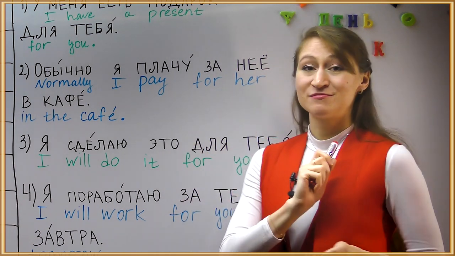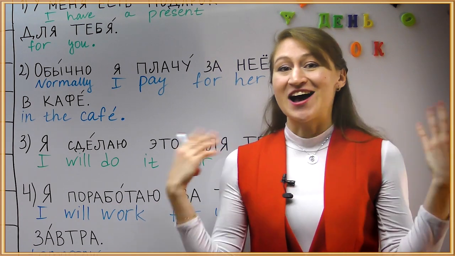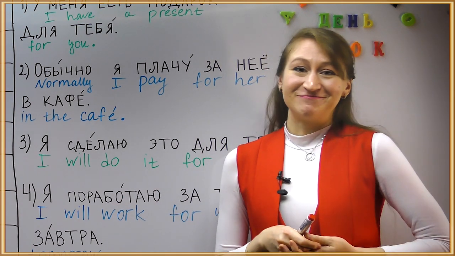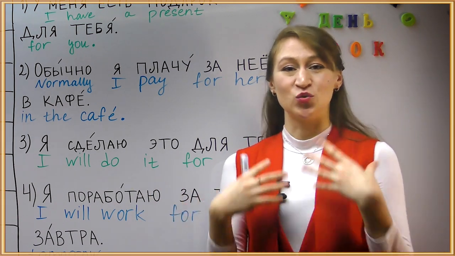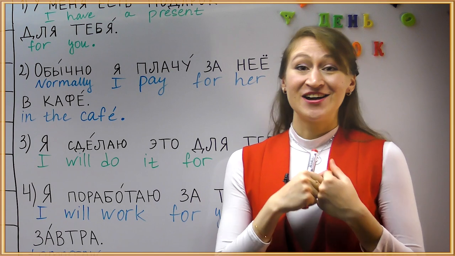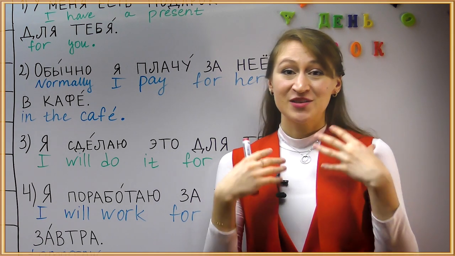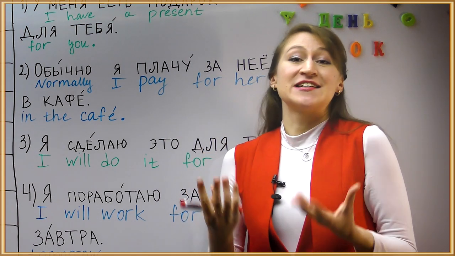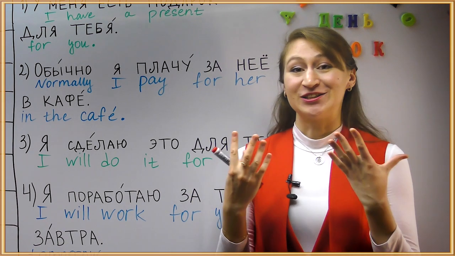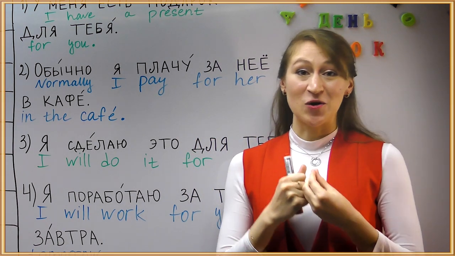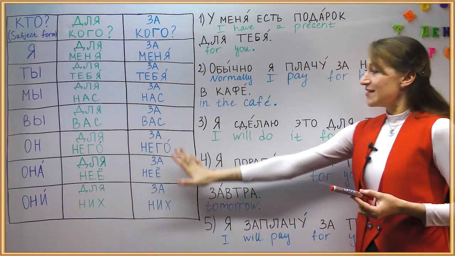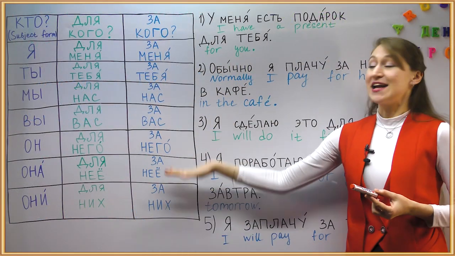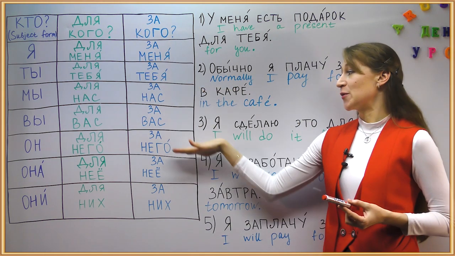When it doesn't, so you do it just out of your own feelings. You want to please this person. You want to give them a present. You want to do something for them. So it's your intention. There is no requirement on the part of the situation. Then you use для. So this was за and для with the pronouns.